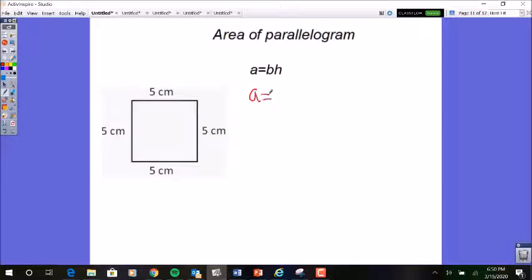Alright, so again, a square is a parallelogram, two sets of parallel sides, the base and the height meet at a right angle. So we have 5 and 5, so the area would be 25 centimeters squared.